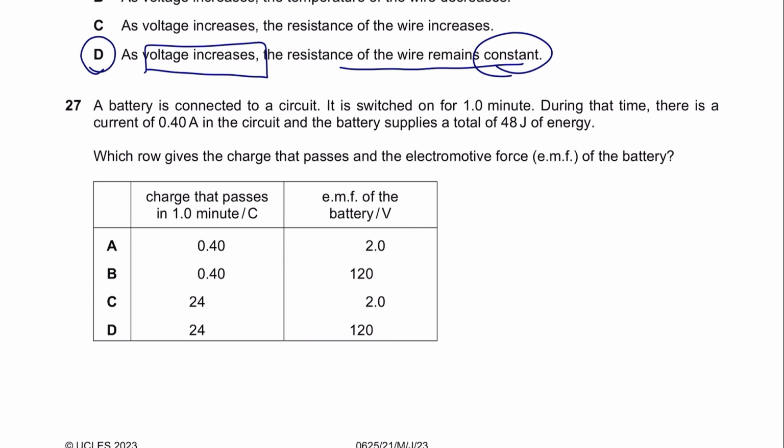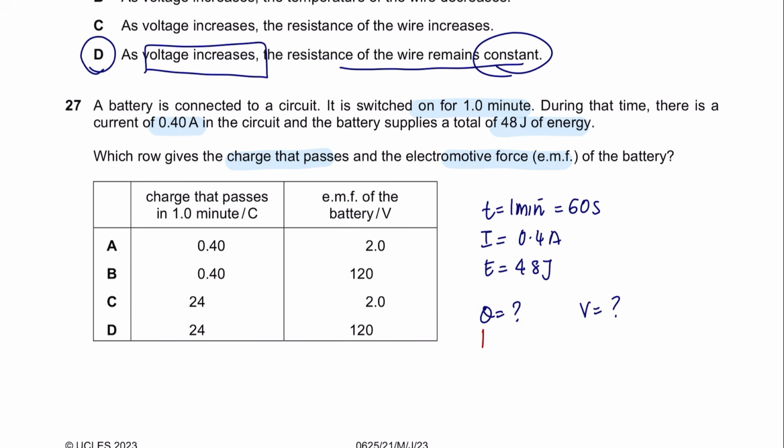Question 27. A battery is connected to a circuit. It is switched on for 1 minute. During that time, there is a current of 4 amperes in the circuit and the battery supplies 48 joules of energy. Which row gives the charge that passes and the electromotive force of the battery? We are looking to find Q and voltage. To find Q, we can use the formula Q equals I times t. After substituting the values, you would get 24 coulombs.